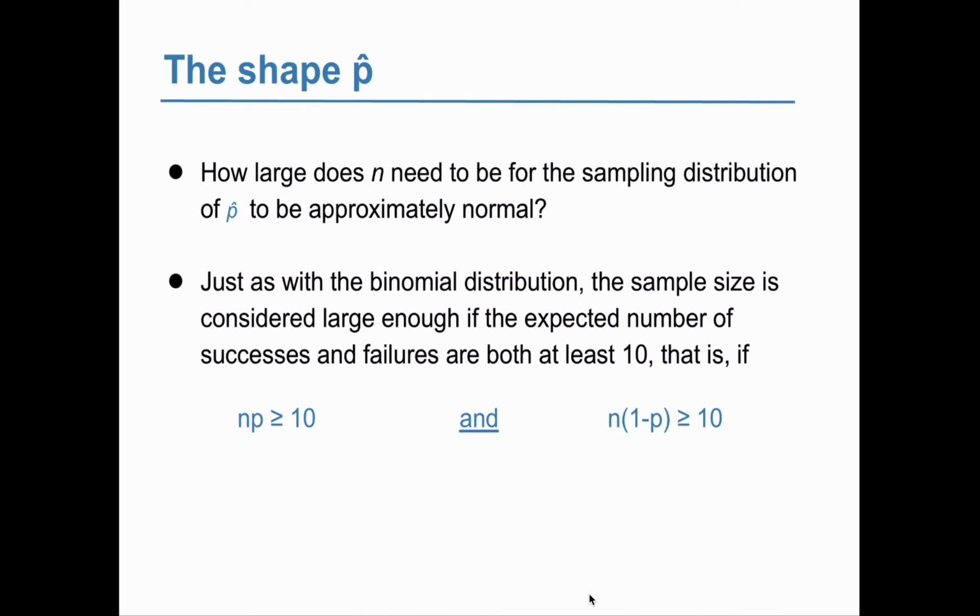How large does n need to be for the sampling distribution of p hat to be approximately normal? The sample size is considered large enough if the expected number of successes and failures are both at least 10. So np at least 10 and n times 1 minus p at least 10. You'll have to check both of them.